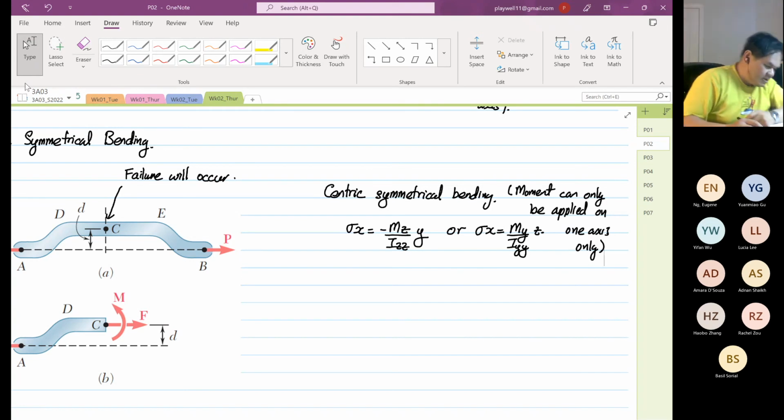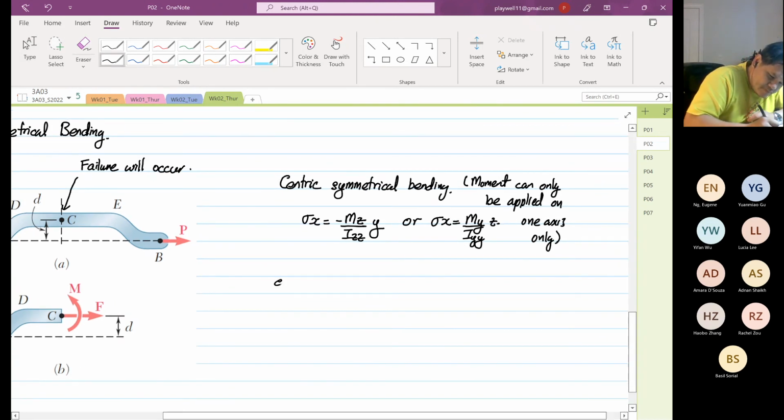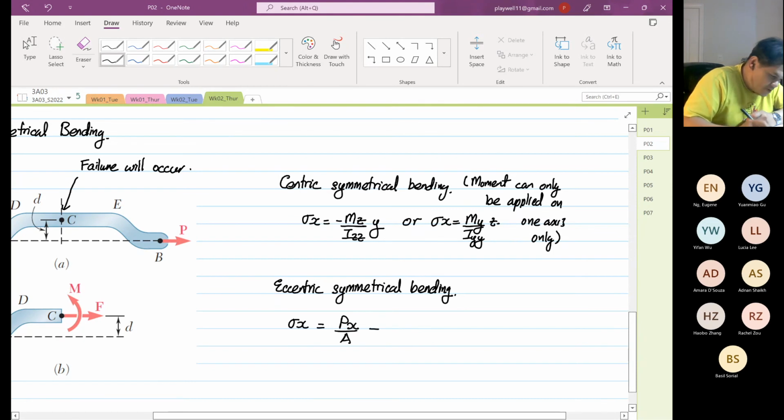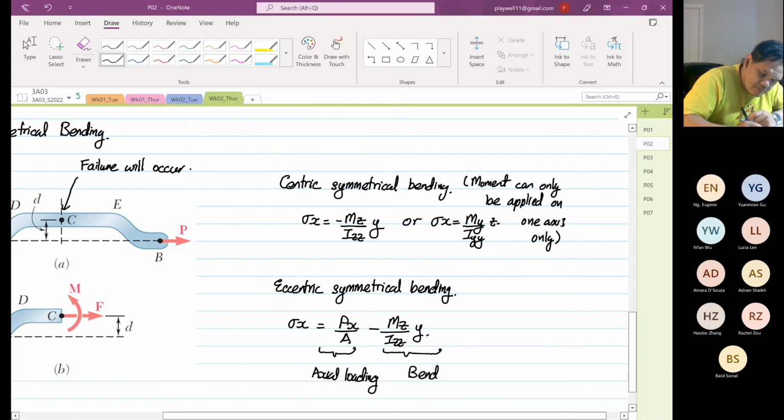Okay, then if we look at eccentric symmetrical bending, what we have now is stress X is equal to Px over A minus Mz over Izz multiplied by Y. It is eccentric because this structure is under both axial loading and is also under loading due to bending moment.